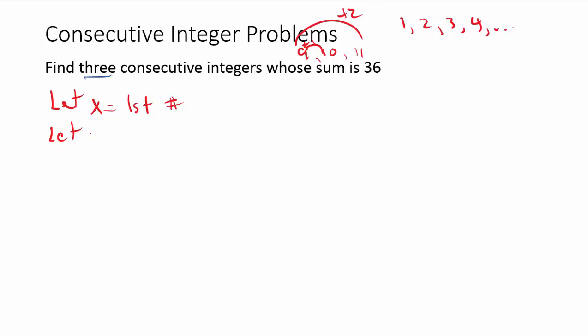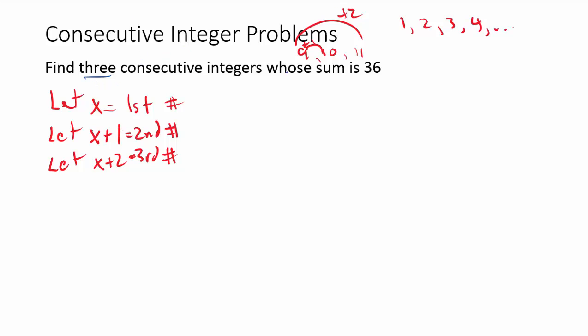If x is the first number, then to get to the next number, well, it has to be 1 away. So the next number will be x plus 1. We'll let that be the second number. And then finally, the next number has to be even 1 greater than that, so it's got to be 2 away from the first number. So that'll be x plus 2, the third number. And now that I've got these expressions, I'll be able to write the equation.